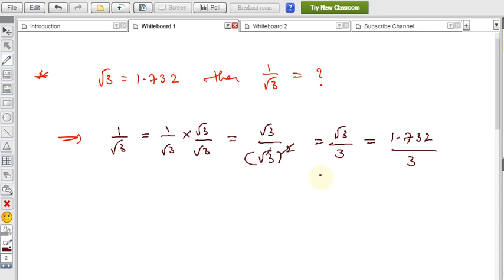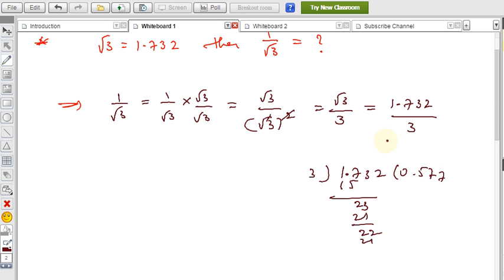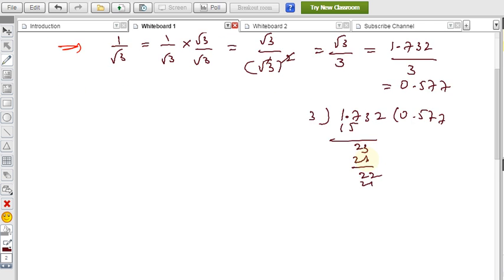Therefore you can do this division: 1.732 divided by 3. So 17 divided by 3 gives 5, remainder 2, then 21 by 3 gives 7, remainder 2, then again 21. So approximately 0.577. So division with natural numbers is easy. Instead of dividing with decimal numbers, we can make the problem simple and do the calculation.